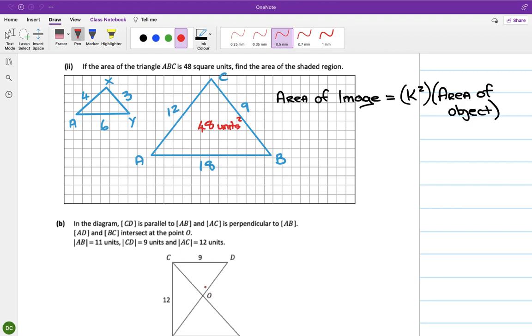So the area of the image is 48. The scale factor, as in what it's enlarging by, is 3, isn't it? Yeah. And that is 3 squared times the area of the object. So if I want to isolate the area of the object, I'll just divide by 9. Divide by 9. So that is, I'm getting 5.3 recurring. Ugh.